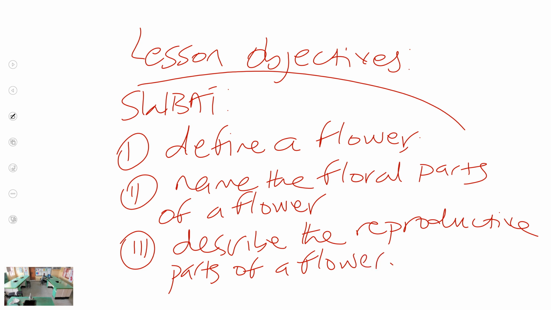So first in this class, you will attempt to define a flower. Then I will display a flower on the board, a digital image of a flower. You will name the various parts of a flower and identify the flower parts. And after that, we are going to be involved in describing the reproductive part of the flower. And finally, I summarize the lesson.